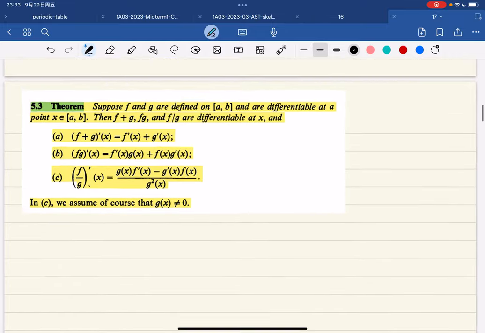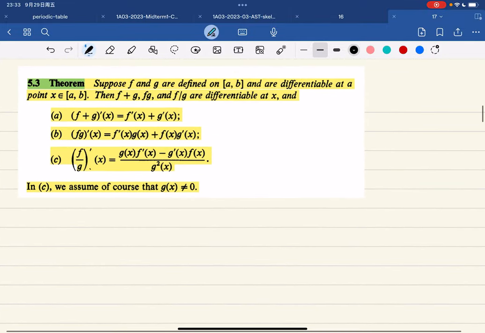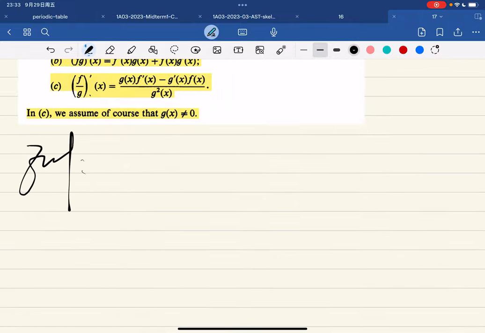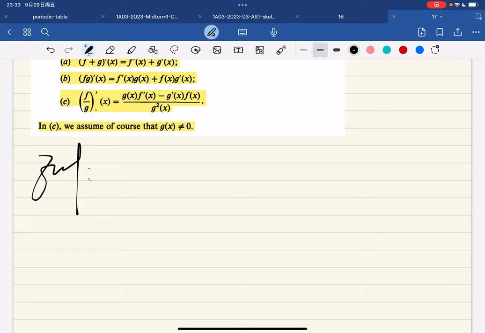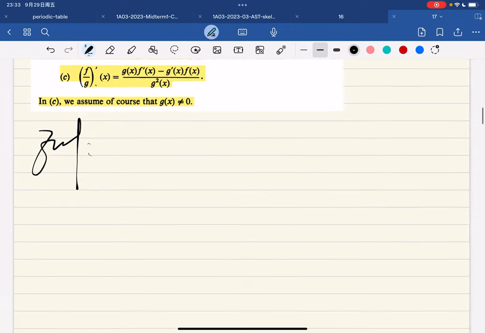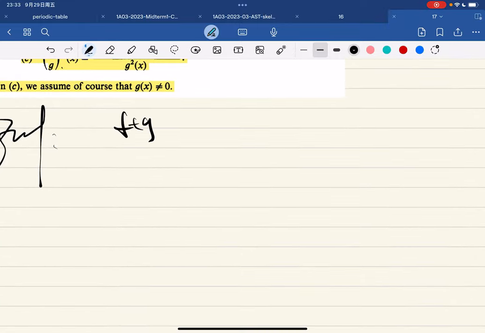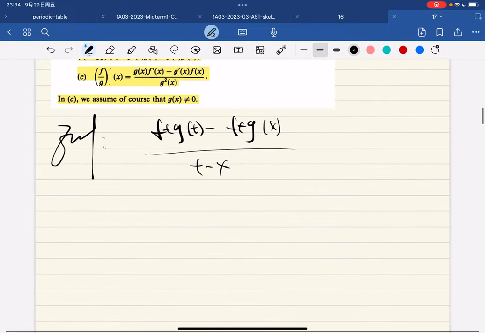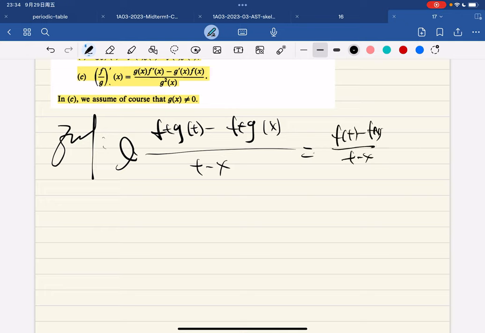All right, we're done. Next, the sum rule, product rule and quotient rule of derivatives. Well, they're boring. But for completeness, I'll prove them all. So basically, [(f plus g)(t) minus (f plus g)(x)] over (t minus x). Right, and take your limit. This becomes [f(t) minus f(x)] over (t minus x) plus [g(t) minus g(x)] over (t minus x). Take your limit: f'(x) plus g'(x).